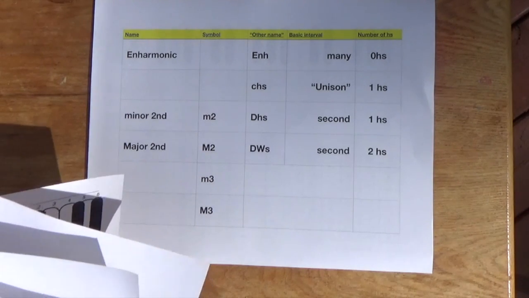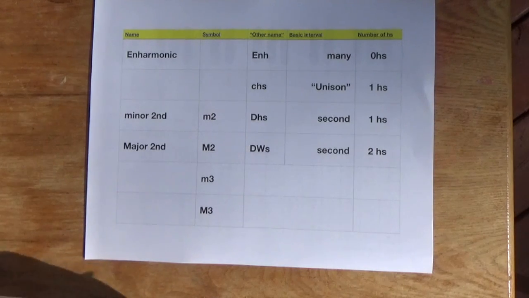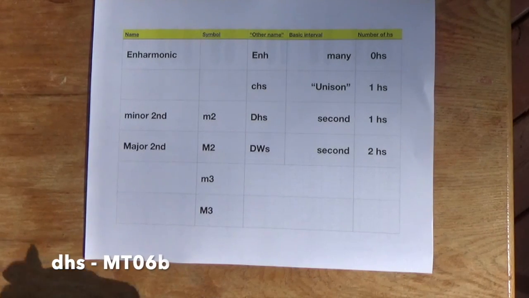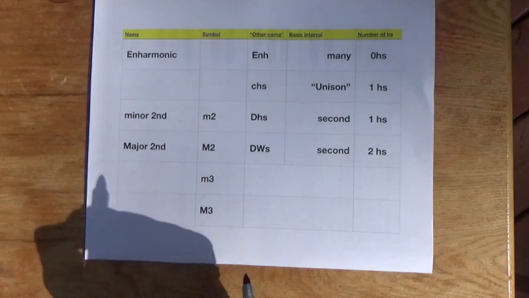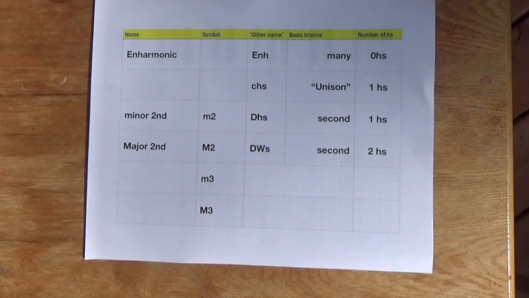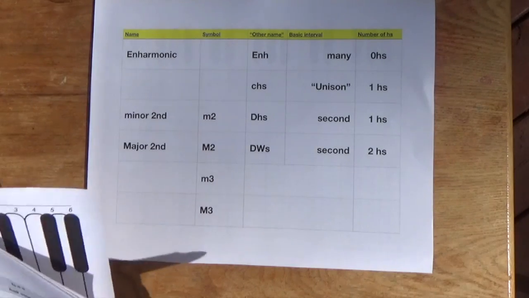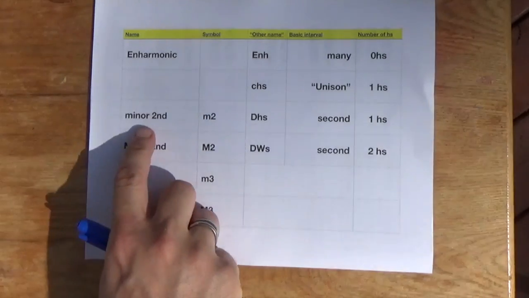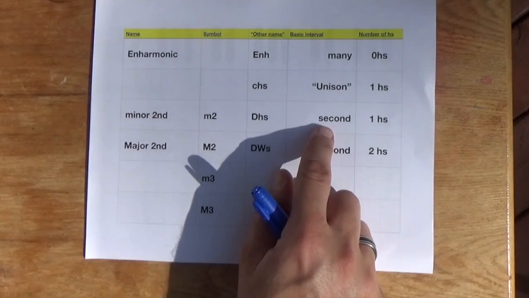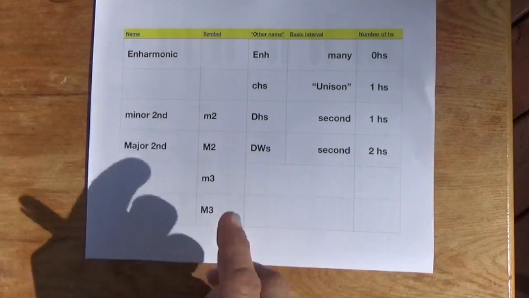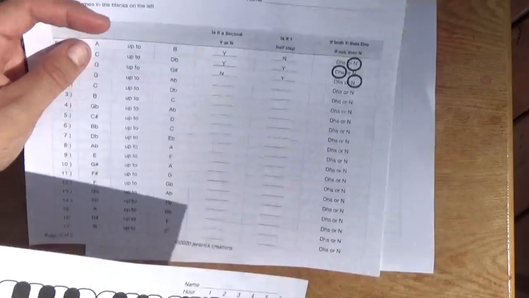So, I want to go back to the diatonic half step. On the diatonic half step, you have to remember that diatonic means alphabetical order. So in order to determine that something is a diatonic half step, make sure that you have two letter names next to each other. So let's go ahead and do one of these. A minor second is also called a diatonic half step. The basic interval is a second, which is two letters that are next to each other, and it's one half step. So let's do a couple.